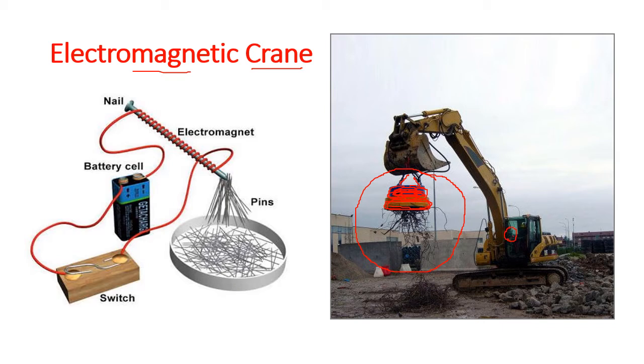So when the switch is turned on, current passes through the coil and it becomes a very strong magnet. So all the magnetic material you can see, like iron and nickel, they stick to the magnet. Then you can transport it to some other place, turn off the switch and it stops acting as a magnet. So this falls down wherever you want to deposit it.